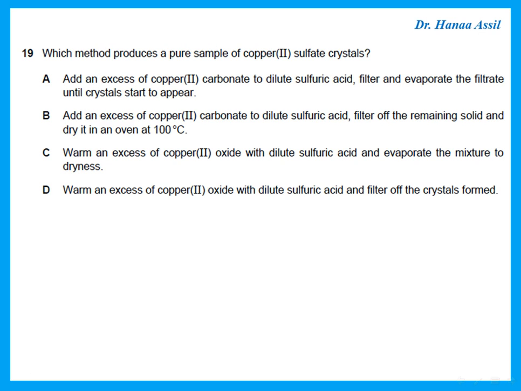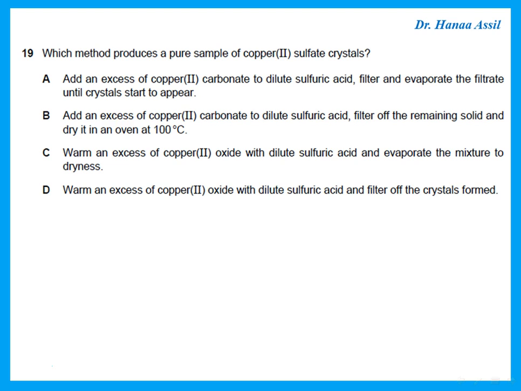Which method produces a pure sample of copper 2 sulfate crystals? So he's trying to prepare copper sulfate crystals. Which of these methods should he do? Well, he wants to add an excess of copper carbonate to dilute sulfuric acid. Well, that would work. Also, if I say warm an excess of copper oxide with dilute sulfuric acid, that also would work. But then what am I supposed to do next?